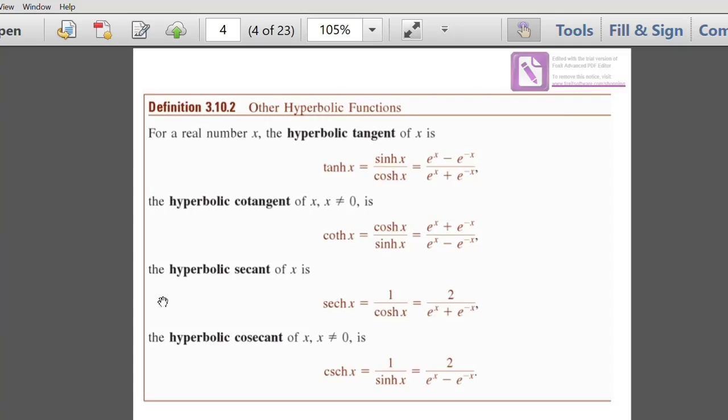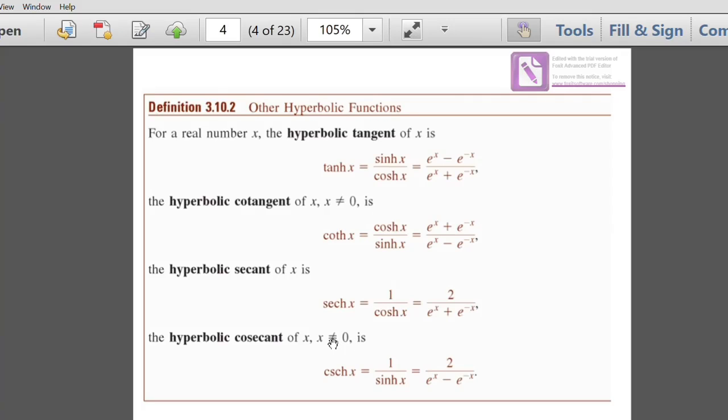So that's why here we have x is not equal to 0. Similarly, we have the hyperbolic secant of x. It is given by hyperbolic secant is equal 1 over hyperbolic cosine of x, which is equal 2 over exponential of x plus exponential of minus x. And the hyperbolic cosecant of x is given by 1 over hyperbolic sine, which is equal 2 over exponential of x minus exponential of minus x. Here we have similarly where x is not equal to 0.